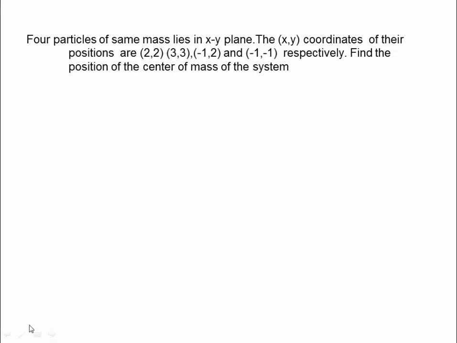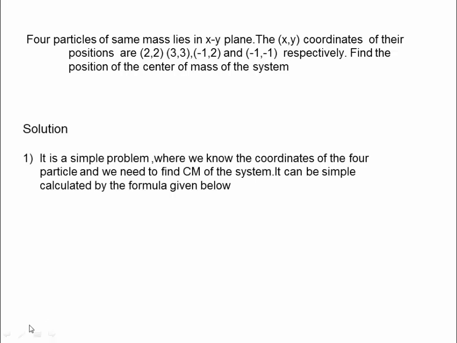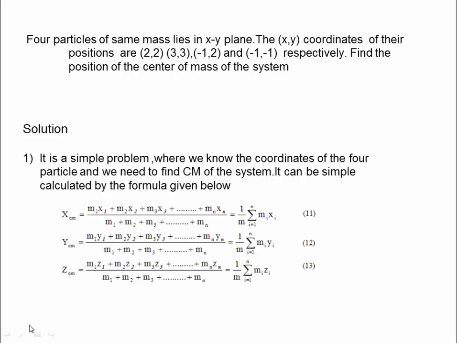Let us take one example. Four particles of the same mass lie in the xy plane. The xy coordinates of the positions are (2, 2), (3, 3), (-1, 2), (-1, -1) respectively. Find the position of the center of mass of the system. Now this type of problem is quite simple. We know the coordinates of all the four particles and we need to find the center of mass. So as studied before, it can be simply calculated using the formula given below.